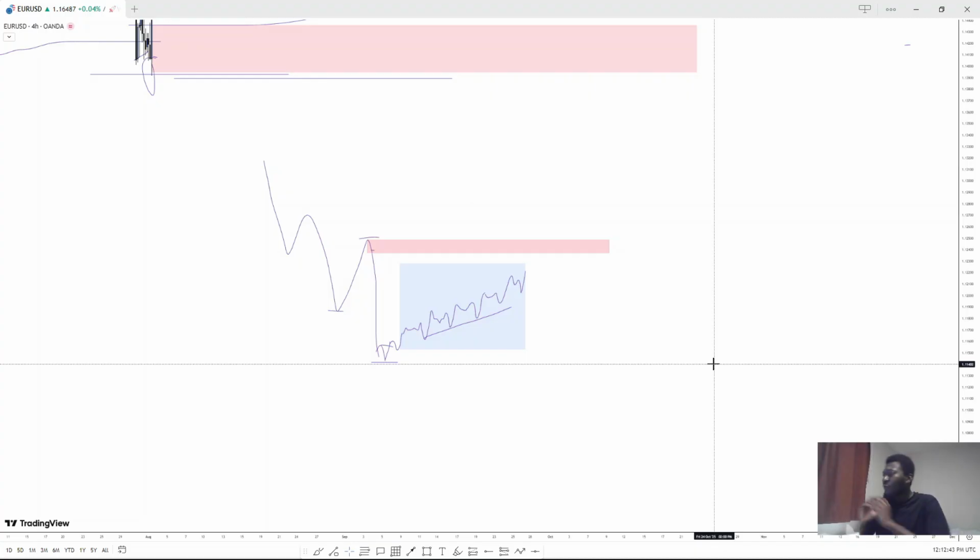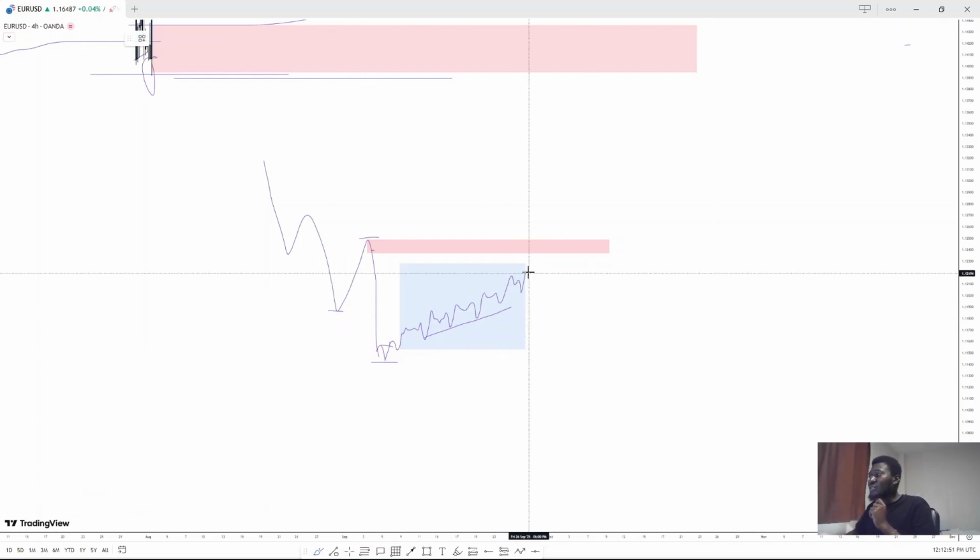Now, what we are going to do is, during the opening of Frankfurt, this is what happens. The market is going to give an internal break of structure. This is the minute of Frankfurt.